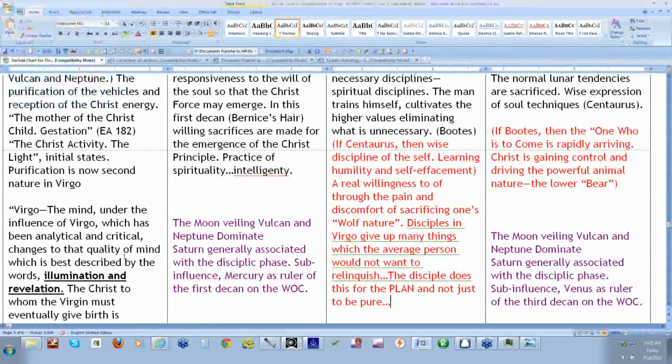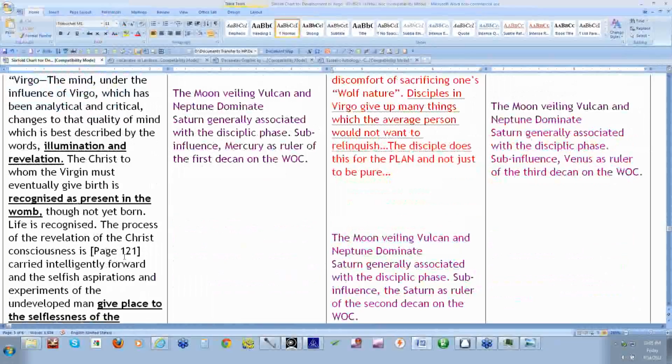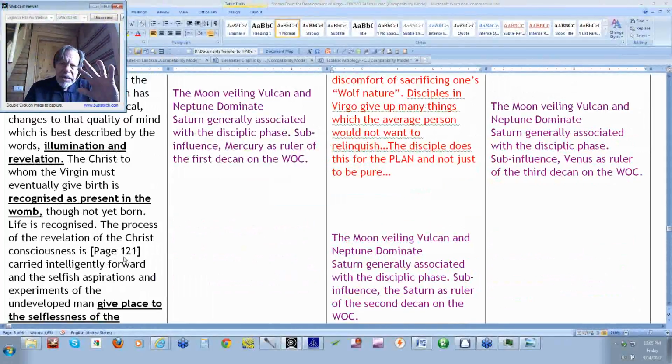I like so much over here what is said. I suppose this is right around page 119, 120, 121 of Esoteric Astrology, where he reverses, he takes the mutable signs and shows how they are involutionary and how they are evolutionary. And what is said here about Virgo is wonderful. The illumination and revelation, qualities of mind known as illumination and revelation. And he knows that the Virgin must eventually give birth. That is recognized as present in the womb. The Christ is recognized and then, therefore, cultivated.